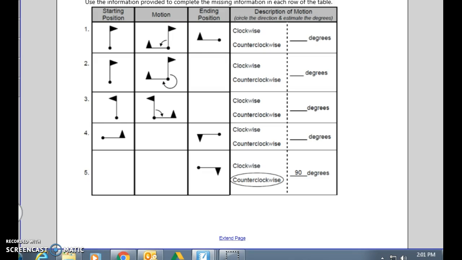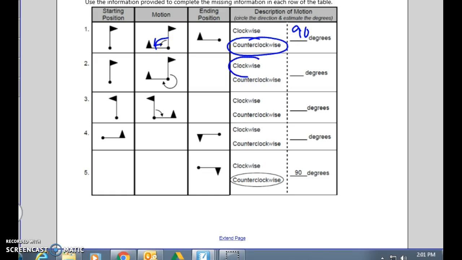So on this first one right here, did I go clockwise or counterclockwise? Counterclockwise. How far? 90 degrees. Because I move this way, that's counterclockwise. It goes in the opposite direction of the hands of the clock. Okay, on the next one, clockwise or counterclockwise?